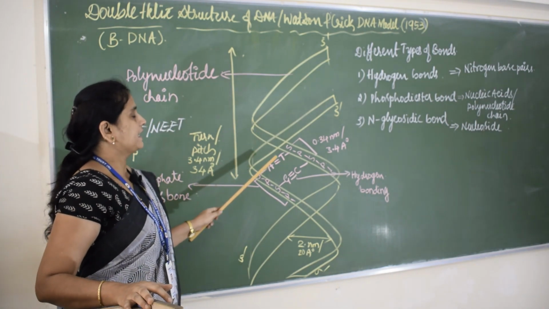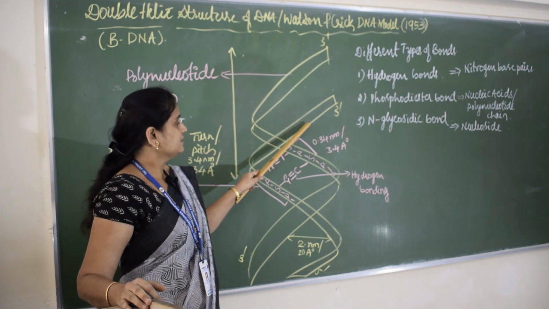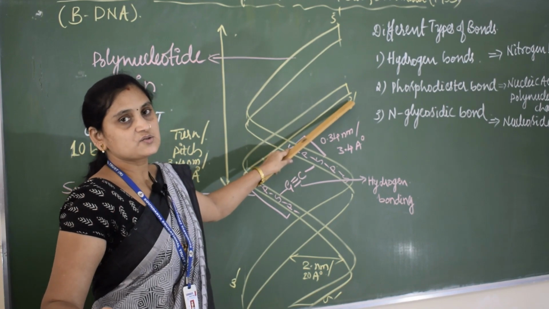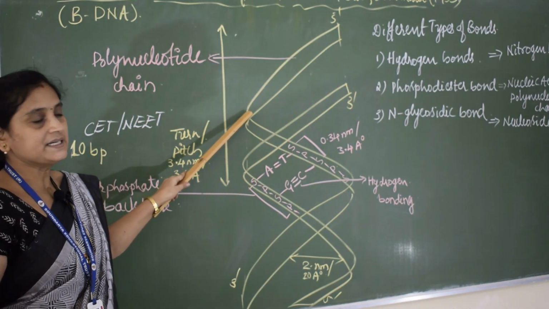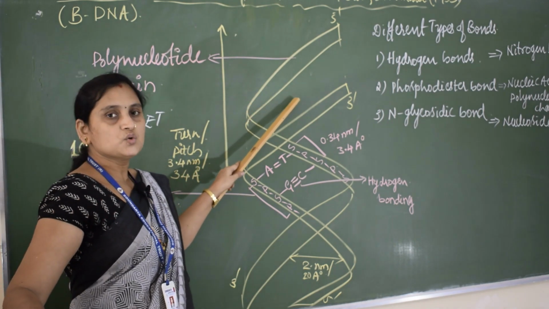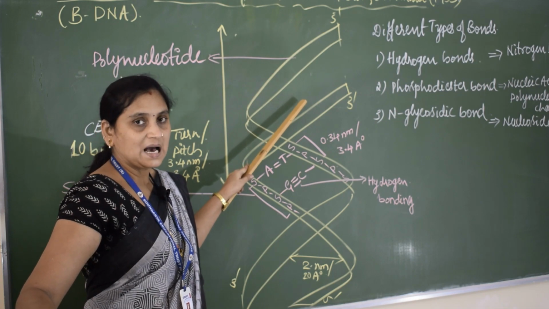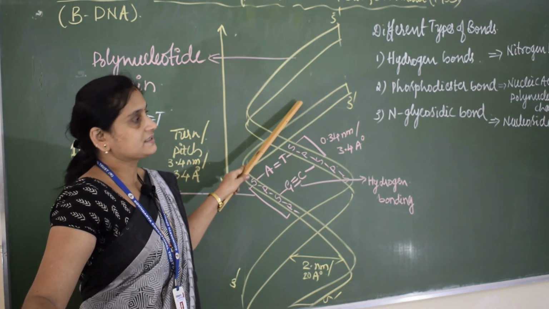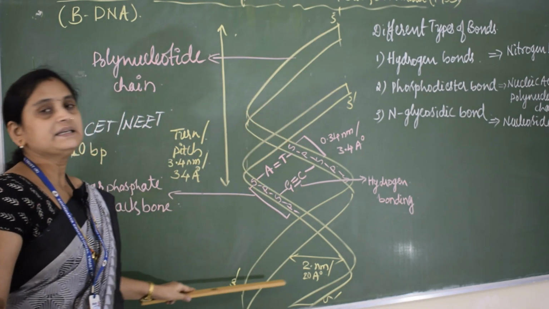In DNA, the two polynucleotide strands are in anti-parallel direction. This is also very important from the point of view of the CET or NEET examination. How the two strands in a DNA molecule are arranged in their polarity, whether parallel or anti-parallel, would be asked in the examination. You must know they are anti-parallel in nature.